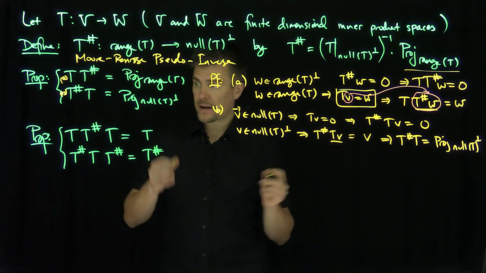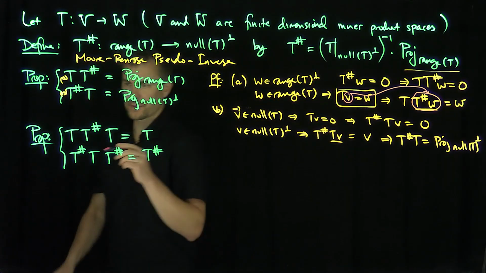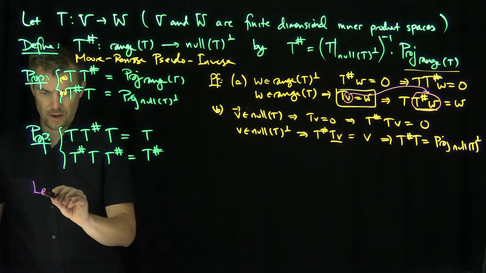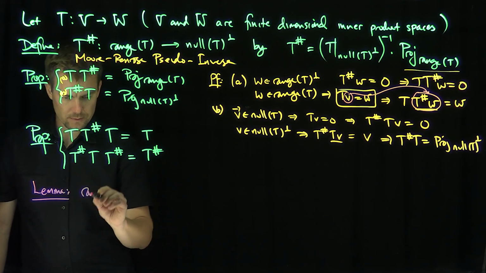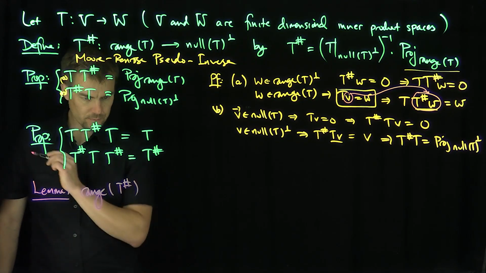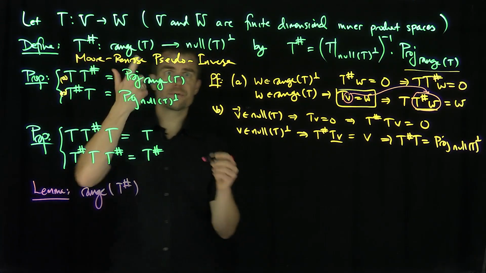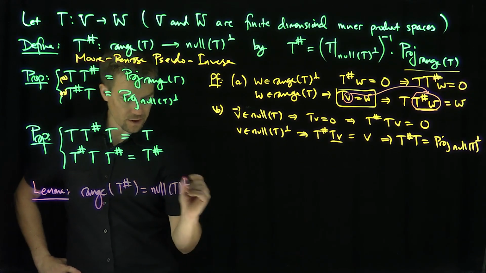Well, we prove this proposition by, I need a lemma to do this first. Just a relatively straightforward calculation over here. So here's a lemma first. So what is the range of T sharp? Okay. Well, the range of T sharp, since it's 1 to 1 to 1 to, is just what? By definition, just the null space of T perpendicular.